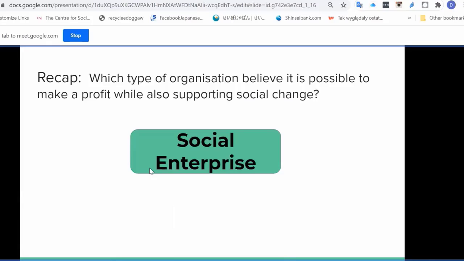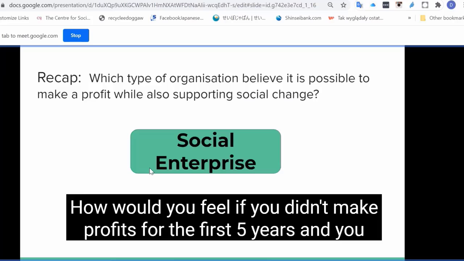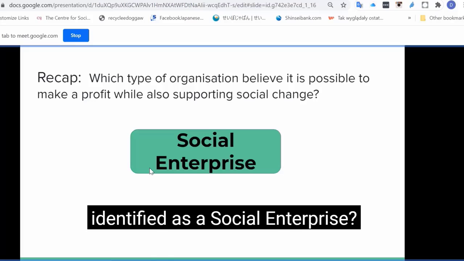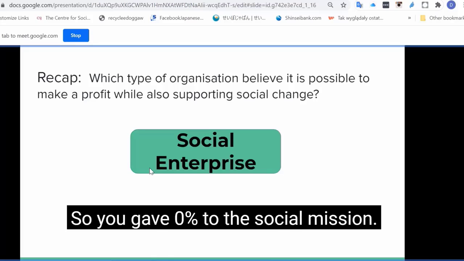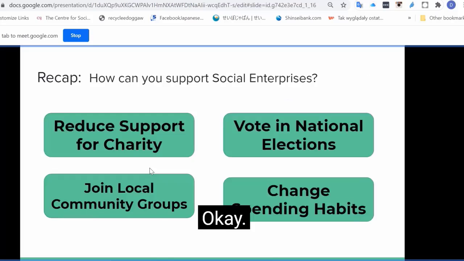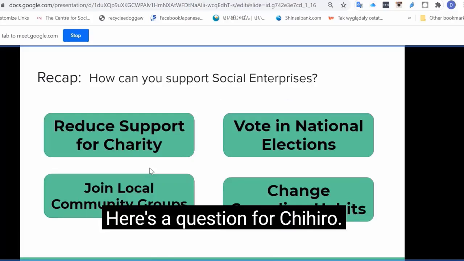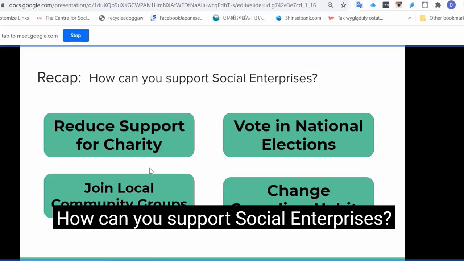Interesting. How would you feel if you didn't make profit for the first 5 years and you identified as a social enterprise, so you gave 0% to the social mission? How would that make you feel? Okay, here's a question for Chihiro. How can you support social enterprises?